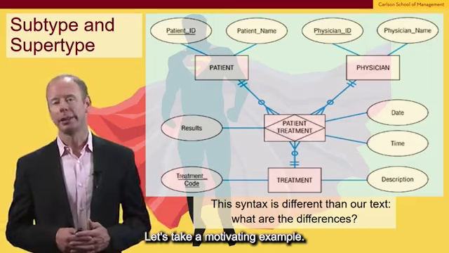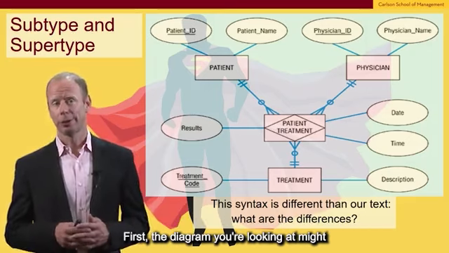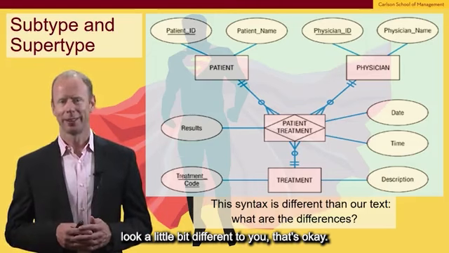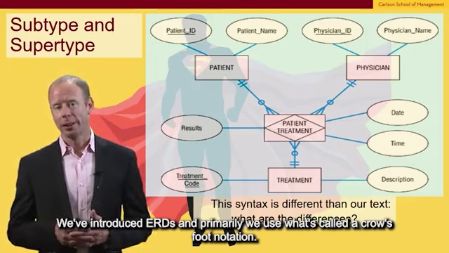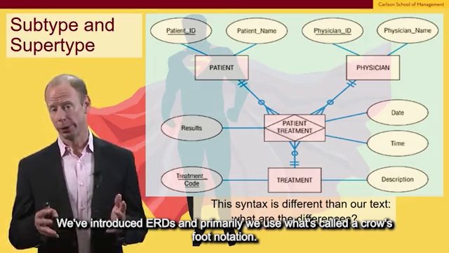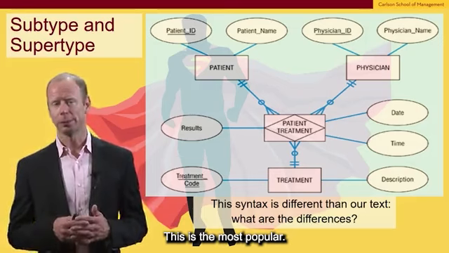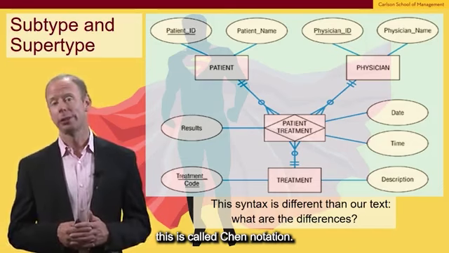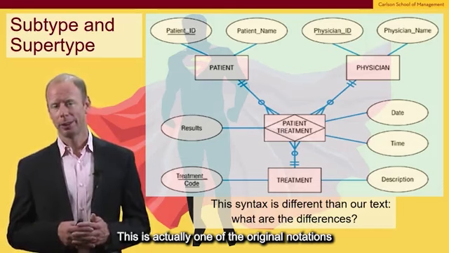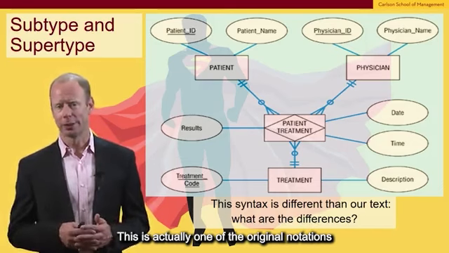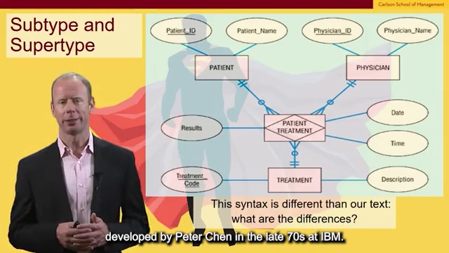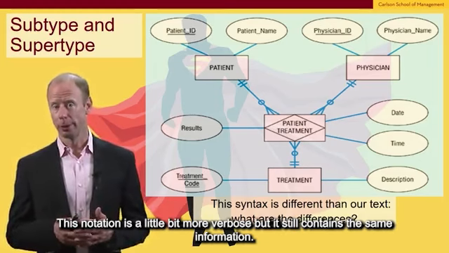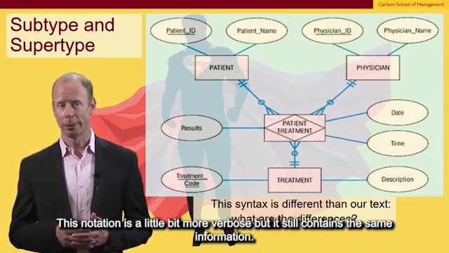Let's take a motivating example. First, the diagram you're looking at might look a little bit different to you. That's okay. We've introduced ERDs, and primarily we use what's called crow's foot notation. This is the most popular. What you're looking at here is still an ERD, however this is called Chen notation. This is actually one of the original notations developed by Peter Chen in the late 70s at IBM. This notation is a little bit more verbose, but it still contains the same information.